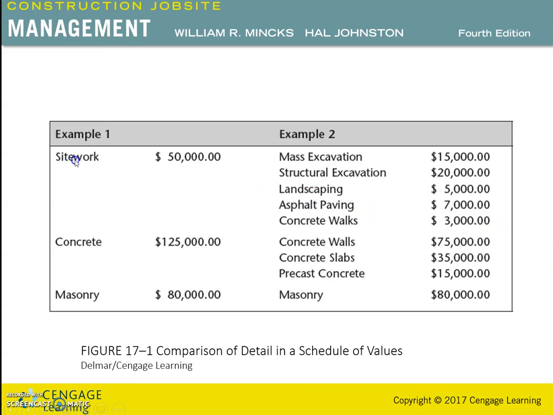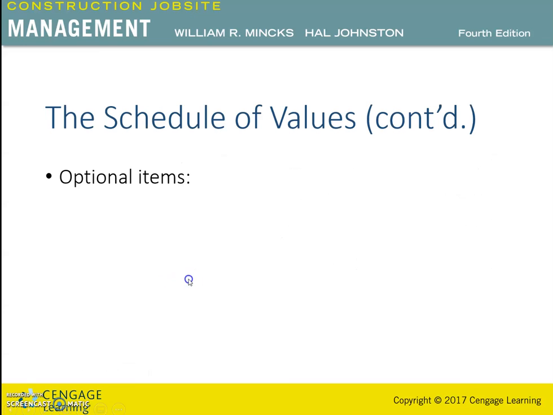In this case, as we can see, the site work, for example, has been divided into various parts. Concrete work has been divided into various parts, and of course later on masonry work may also be divided into various parts. But of course, just for example, we have shown the details for the site work and the concrete. The schedule of values normally includes all materials, labor, equipment, subcontracts, and distributed overhead and profit for each item.